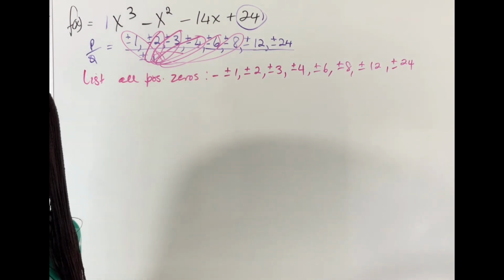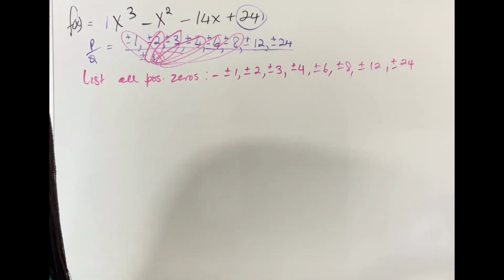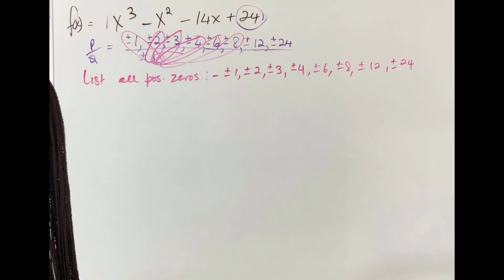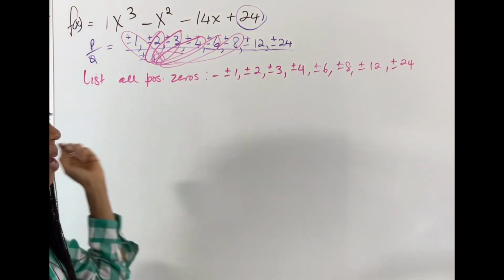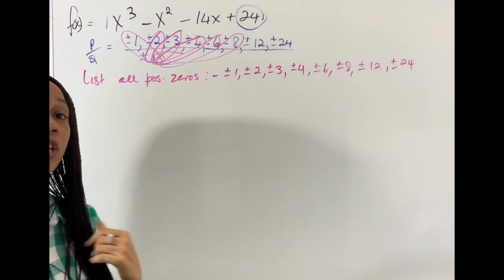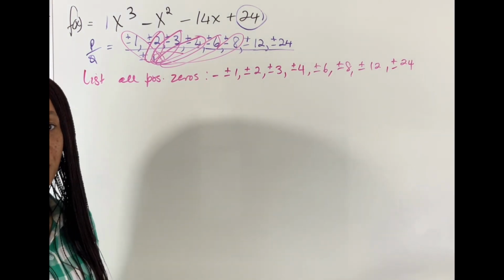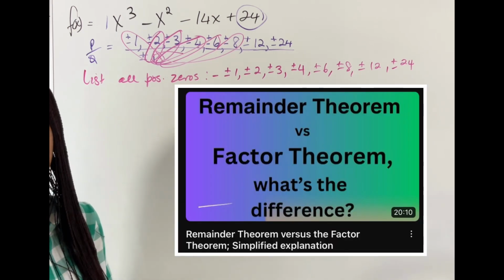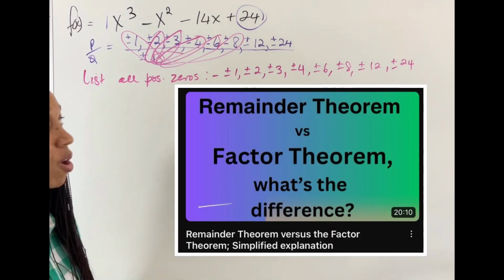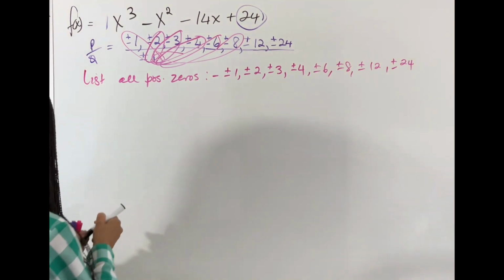If you test 1 and it doesn't work, then you go on to the next number. So I'm going to test 1 right now. Use the synthetic division method, or I'm going to apply the factor theorem. And if you don't know how to apply the factor theorem, you can go back and watch my video on how to apply the factor theorem or the remainder theorem. So let's get into this.